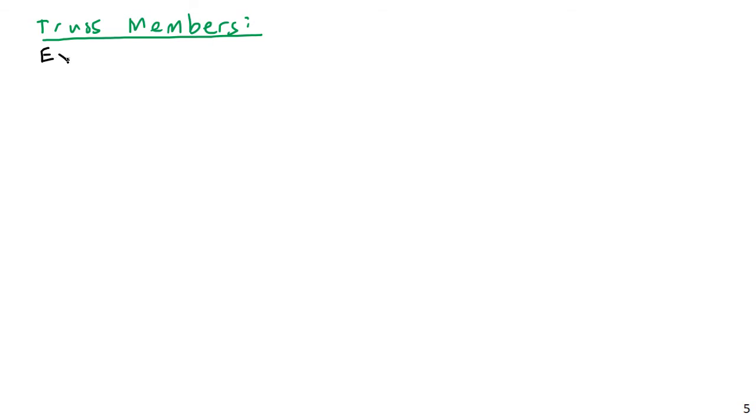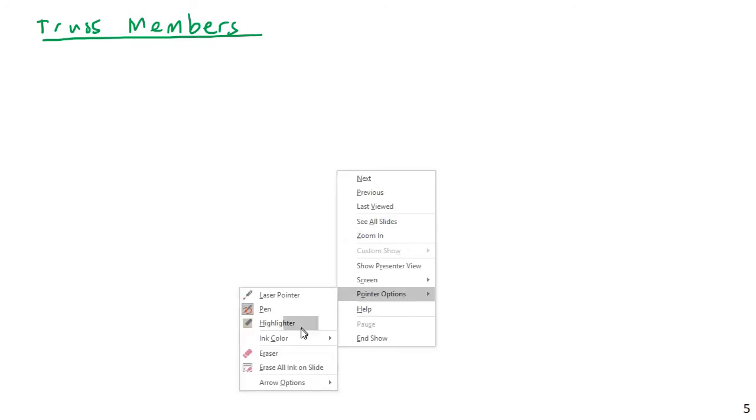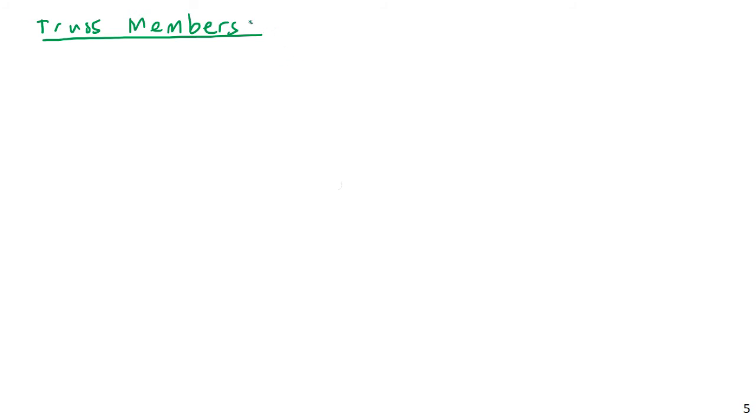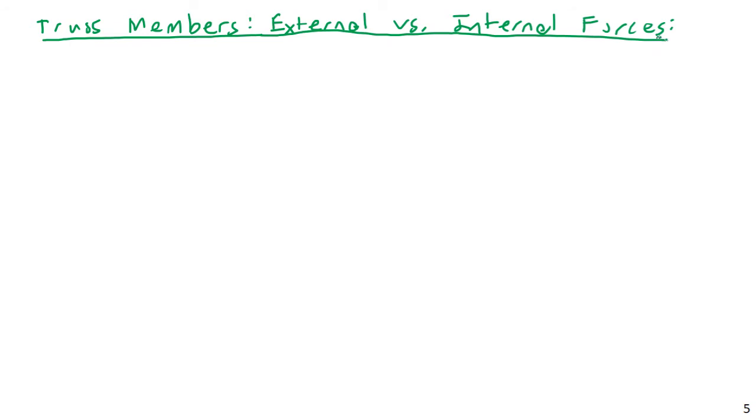Let's look at truss external. Actually, I'll do that in green too. External versus internal forces. So maybe this would be obvious, but I do like that this is a good example of how we can relate external forces or boundary conditions to internal forces.